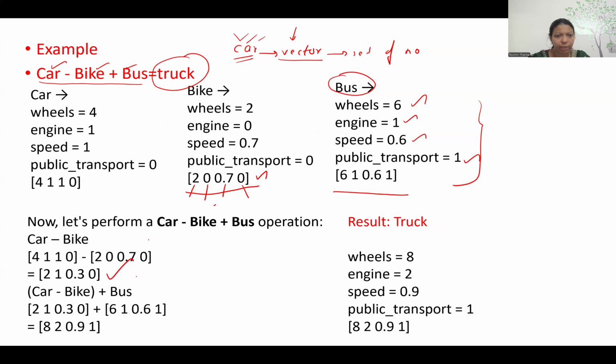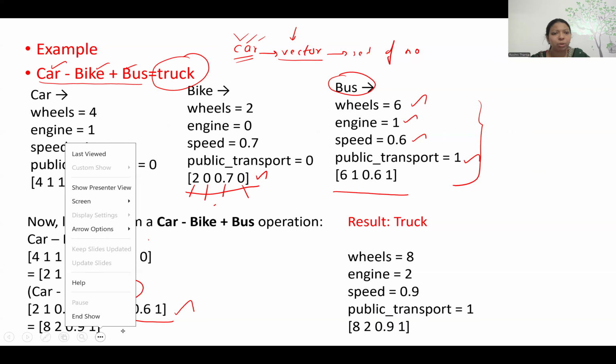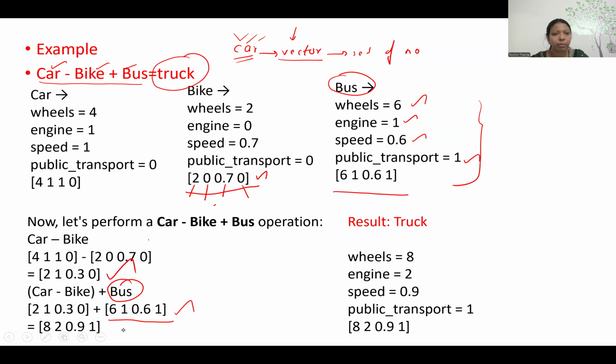Right? This is the vector value I got. Similarly, along with this car minus bike, I'm going to add bus. So what is the vector for bus? This is the vector for bus: 6, 1, 0.6 and 1. So now when I add, I got another number. This number is the vector I got as a result of this operation.